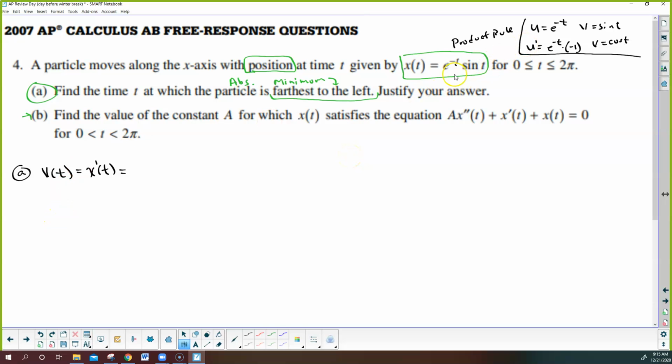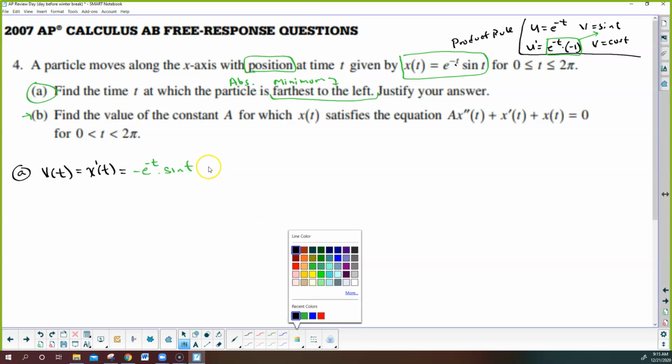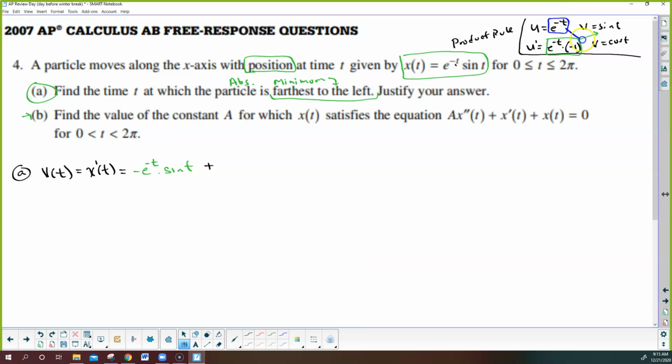Well, now let's set up the product rule. So what is the product rule? It's the derivative of the first times the second. So I'm going to just take that -1 and put it out front. So -1 times e to the negative t is negative e to the negative t times sine. All right, and then we're going to take the original first times the derivative of the second.